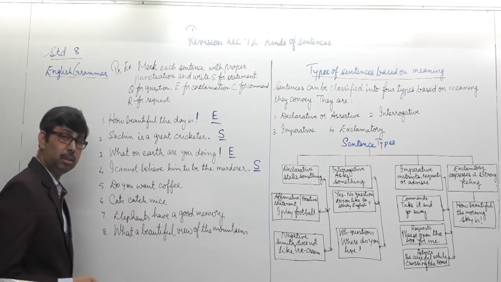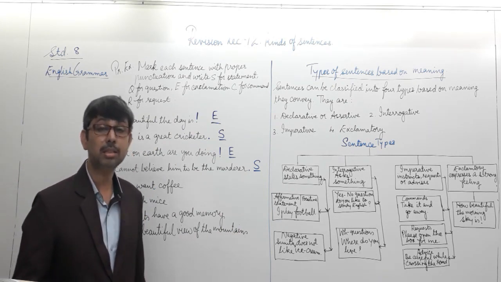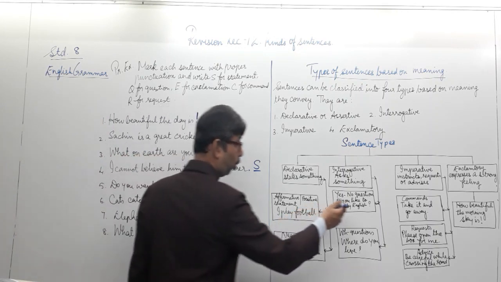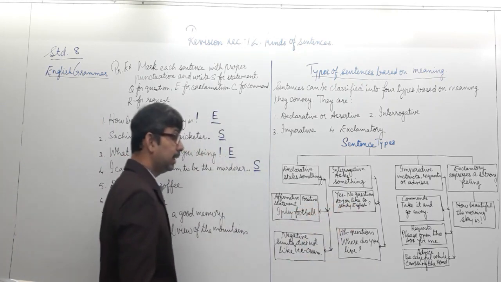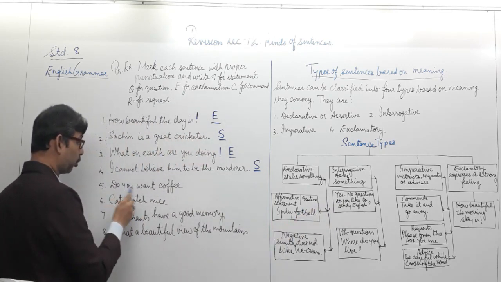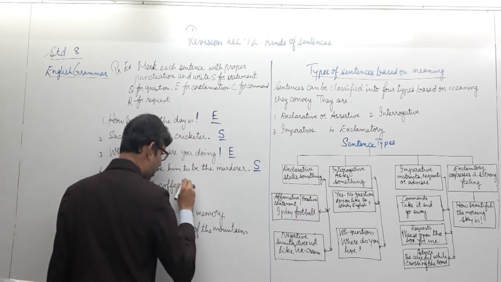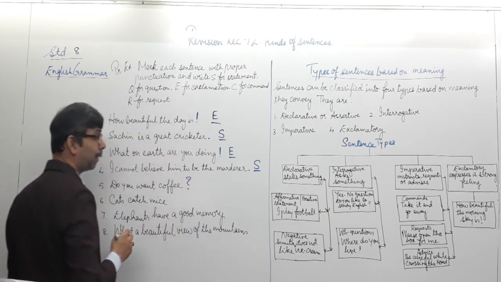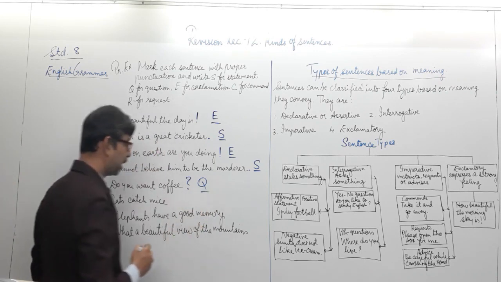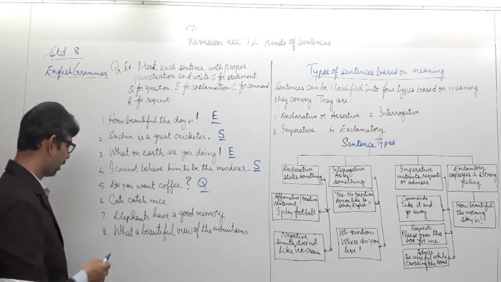Do you want coffee? Yes, you are asking someone something. Just as we learned about the yes/no type question, the yes/no question beginning with the word do. So here it's the same thing. Do you want coffee? You are asking someone something. Hence we'll apply the question mark and state it as a question. So it's an interrogative sentence.